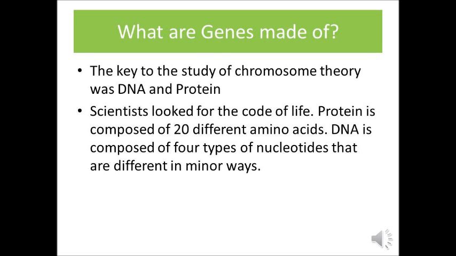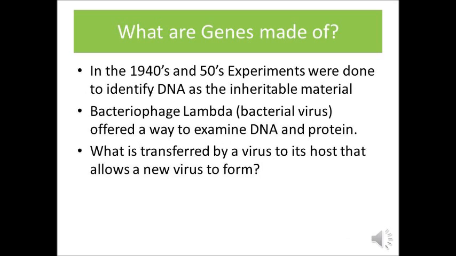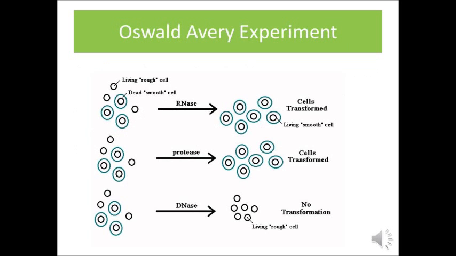So in the 1940s and 50s, experiments were done to identify DNA as an inheritable material. And one of the things that was used was bacteriophage, and they did this to examine DNA and protein. What they wanted to find was what the virus was injecting into a cell that was causing new viruses to form. And one of the first experiments we had was Oswald Avery's experiment.